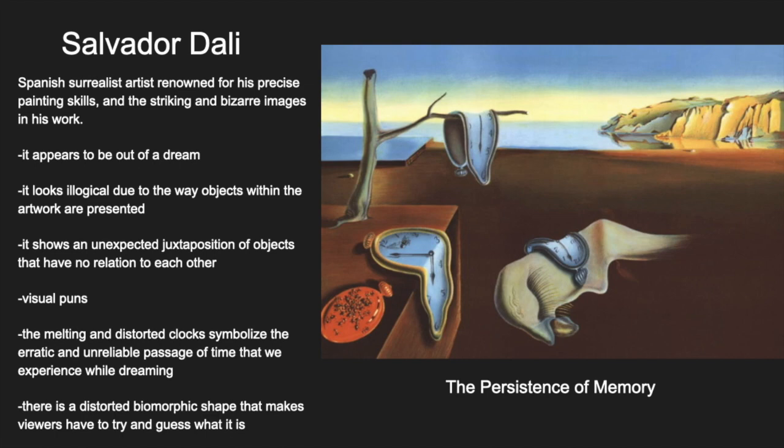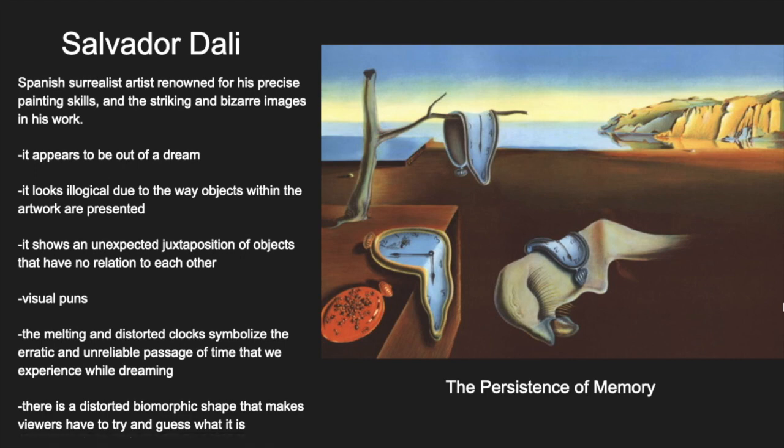There are visual puns. The melting and distorted clocks symbolize the erratic and unreliable passage of time that we experience while dreaming. That's what was really focused on in this artwork, which we can also hint at from the title, which is The Persistence of Memory.